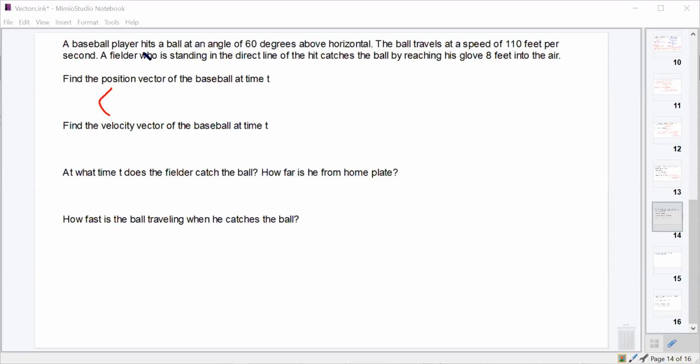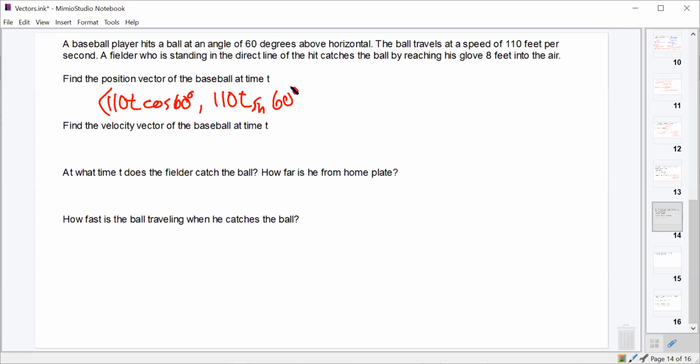So our velocity is 110, so it's traveling 110 t, but it has to be multiplied by something because this ball is not moving directly horizontally or directly vertically. So if it's the x component that we're looking for, it should be 110 t times what? How do we get the x component? Yeah, times cosine 60, exactly. And what should the y component be? It should be 110 t times the sine of 60 degrees.